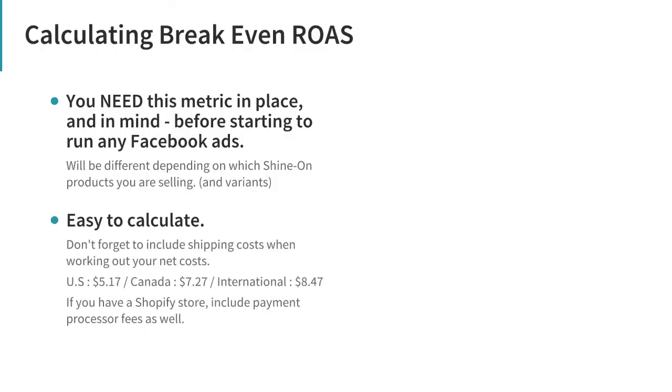It's an easy metric to calculate, but please don't forget to include shipping costs when working out your net costs. And I've listed these here. These are what Shine On charges you when they ship out your products. If your customer is in the US, you'll need to add $5.17 onto your net cost. If they're in Canada, $7.27, and anywhere else in the world, $8.47. I'll just put this here as well.